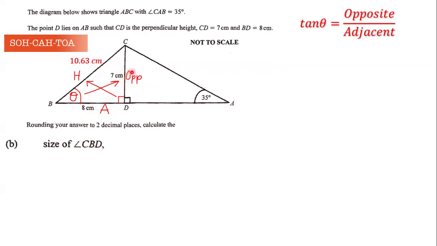And so that is the opposite and the adjacent. And so tan theta is going to be equal to the opposite over the adjacent. And the opposite is 7. The adjacent is 8.